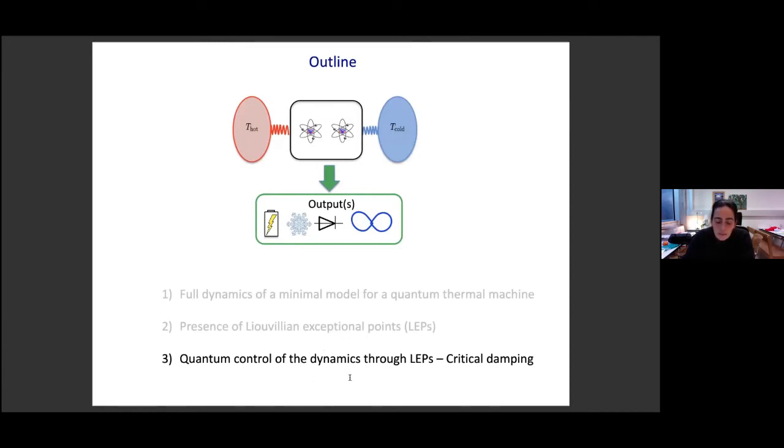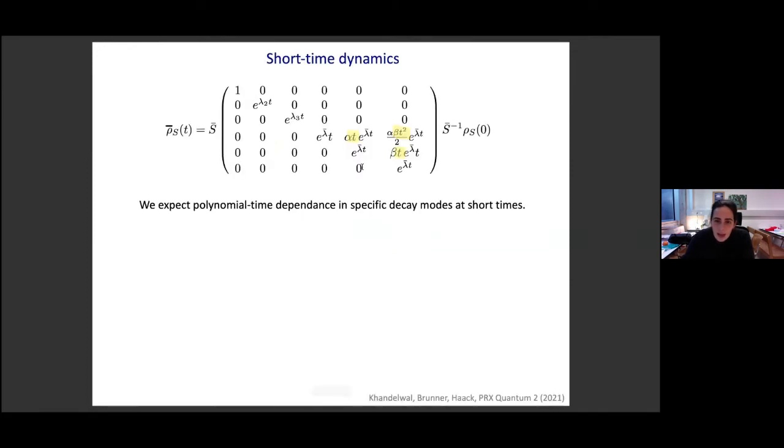So in this open quantum system, as I told you from this matrix, it's evident that the dynamics will be different because now we have additional time polynomial dependence. And we expect that this polynomial dependence will show up at short times, no? Because at long times, it's anyways the exponential decay that will take over.